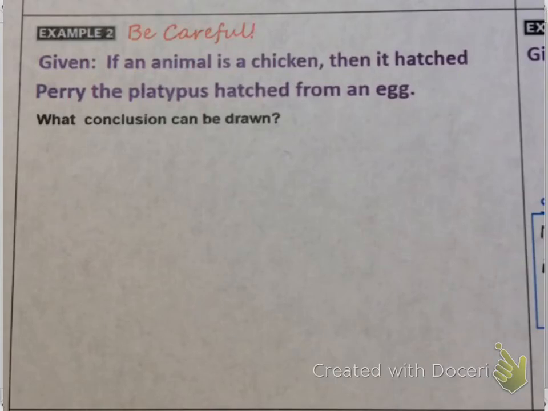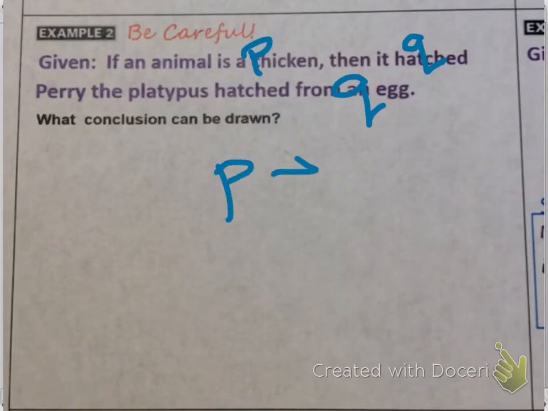So here's example number 2, and it says be careful. Let's read through it and see whether or not we actually think it works or if we can conclude anything from it. It says, given, if an animal is a chicken, then it hatched. So an animal is a chicken, let's call that P, and it hatched is Q. Perry the platypus hatched from an egg. So we have P, then Q.